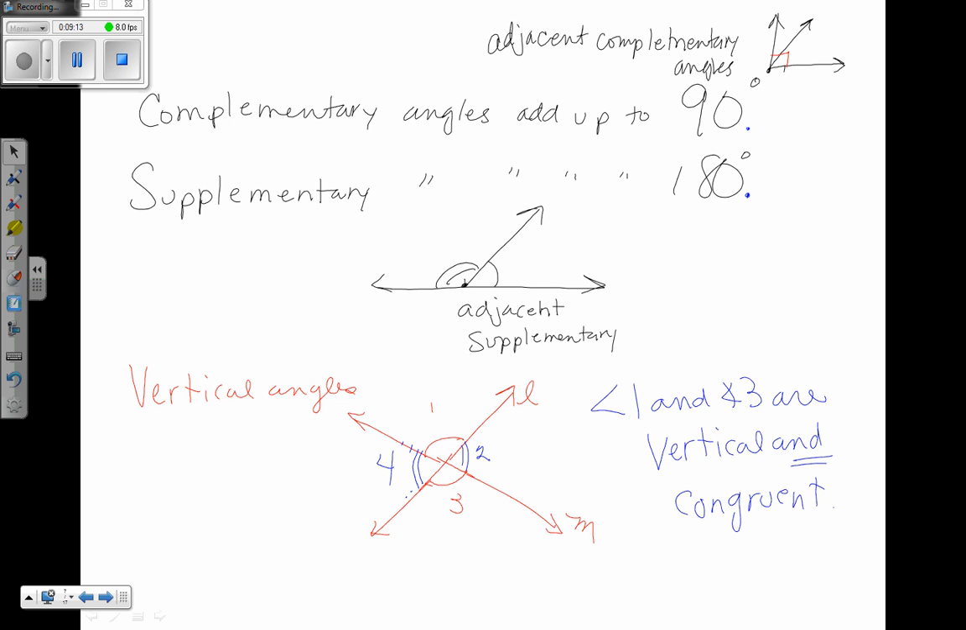Now let's talk about some terms. We're going to talk about complementary angles adding up to 90 degrees, supplementary angles adding up to 180 degrees. This is a picture of adjacent complementary angles. This is a picture of adjacent supplementary angles. So if I drew a picture like this where I have line M and line L, they intersect at a point. It creates 2 vertical angles, angle 1 and angle 3, angle 2 and angle 4. So angle 1 and angle 3 are vertical angles, and they're also congruent.